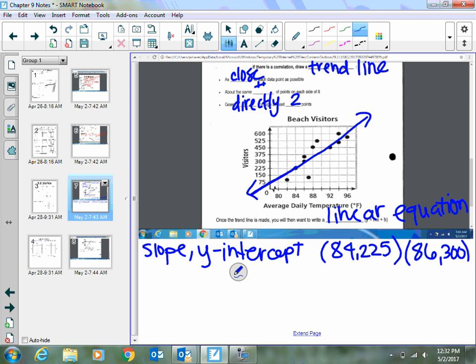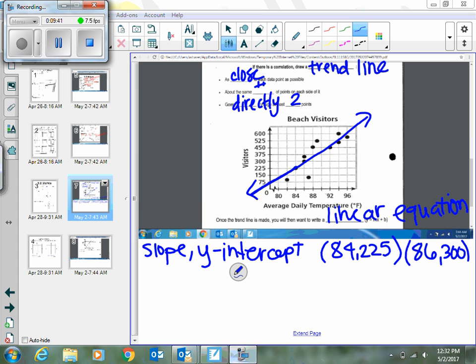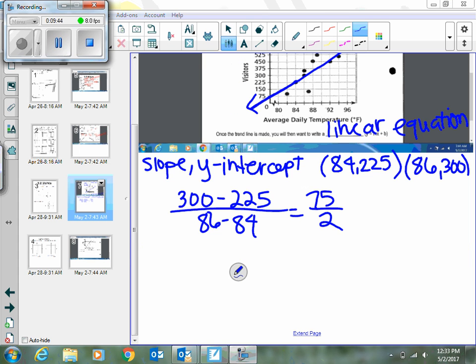Okay, so right now find the slope. With your table partner, find the slope. So now what we have, this is telling us the slope. So what this is saying is, every time temperature increases 2 degrees, we get an additional 75 people. So every 2 degrees, you get an additional 75 people, right?